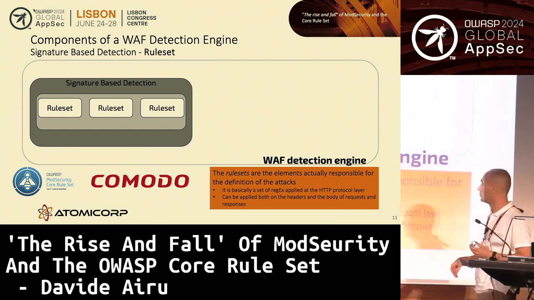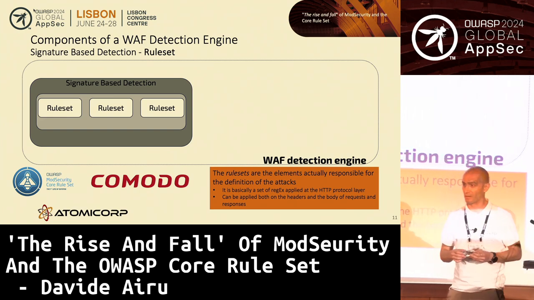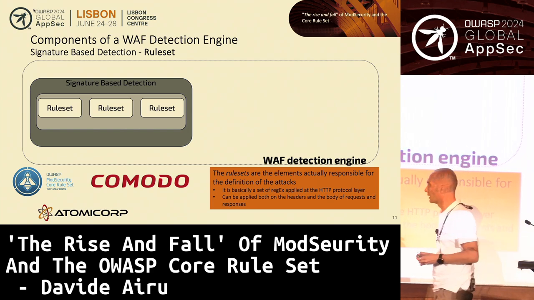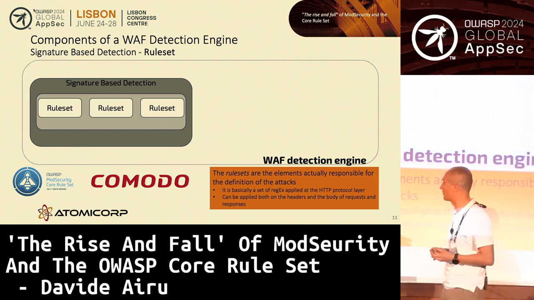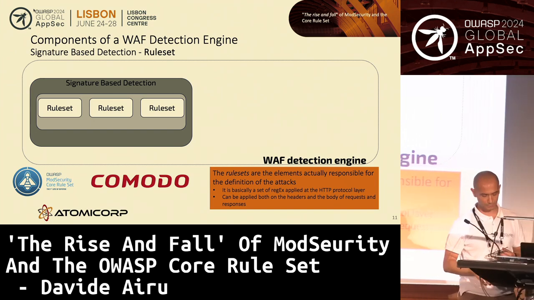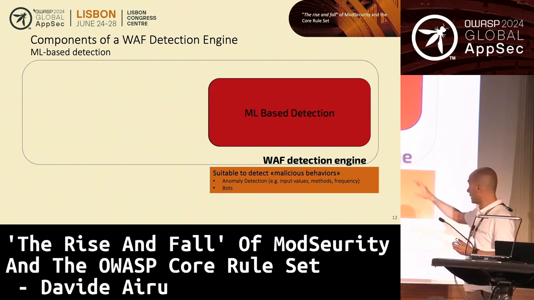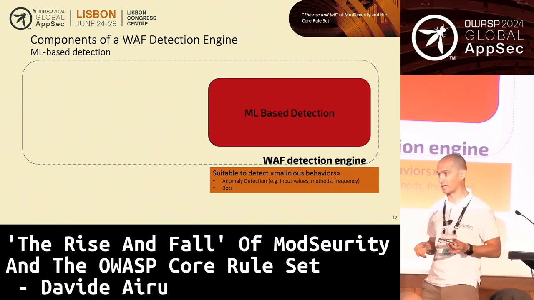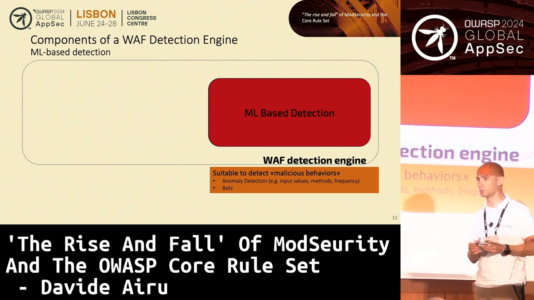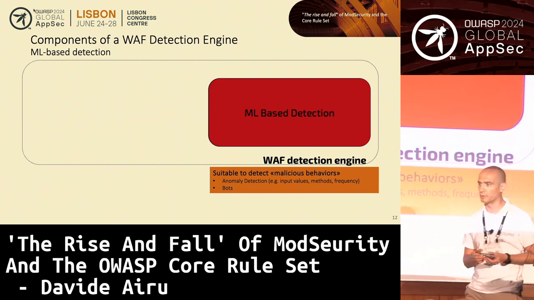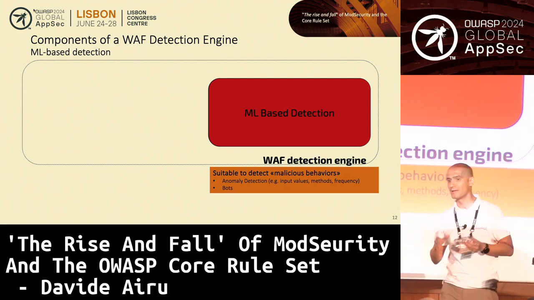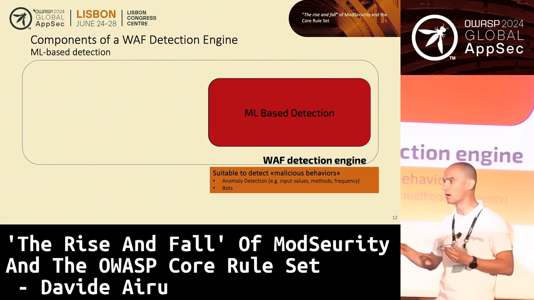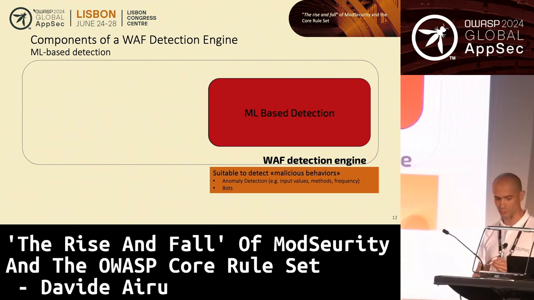And on the other side, you have the rule set itself, so the set of expressions that describe the attacks. So there is, of course, the Core Rule Set that's the reference for this talk, but also other rule sets are available. Modern web application firewalls feature also another component, which is based on machine learning capabilities, which is more in general used to detect malicious behavior. So the typical case where you can use a machine learning component is that of detecting bots or detecting malicious behaviors, so sequences of malicious requests against the applications.